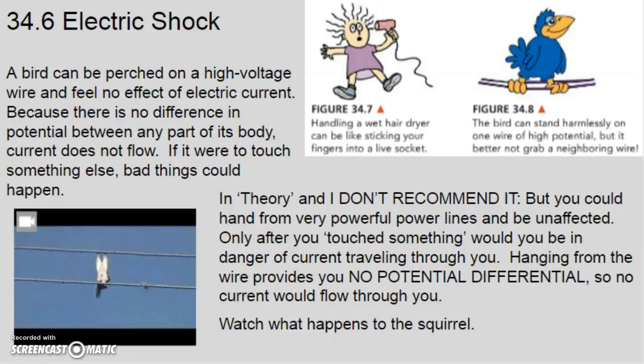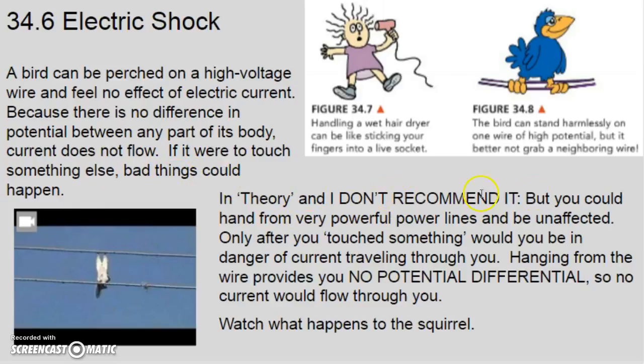So moving on into electric shock. If we look at a bird that's perched on a high voltage wire, it would have no effect from the electric current because there's no difference in potential across any part of the body. So current doesn't flow. But if it were to touch something else, something bad would happen.